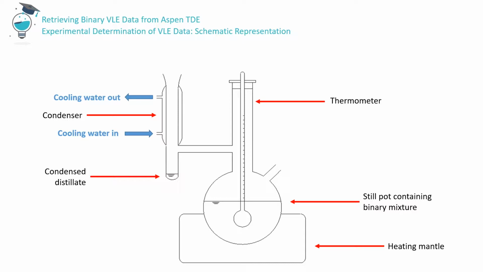The condensate and still pot contents are then sampled here and here, respectively. These samples are then analysed to determine the concentration of the more volatile component. In an ethanol-water mixture in which ethanol is the more volatile component, we might use gas chromatography or refractometry. An analysis of the liquid and vapour samples will yield a single VLE data point. To generate additional data points, the liquid composition in the still pot is varied by adding more of one of the components. The new solution is brought to its boiling point, and the sampling and analysis are repeated.